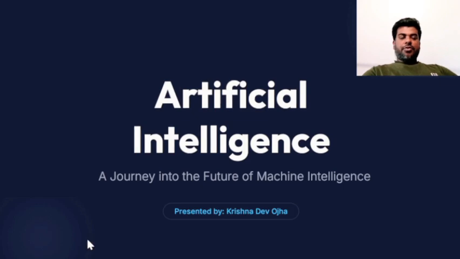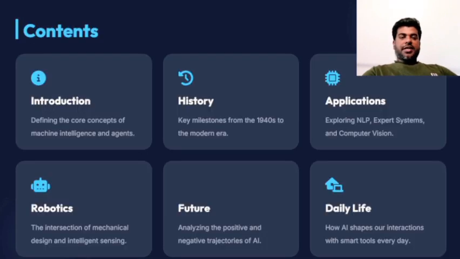Now we will go to slide 2, which is the content part. The visuals you can see are 6 tiles covering introduction, history, applications, robotics, future, and daily life. So to give you an overview of today's session, we will start with the formal definition of AI. Then we will take a trip through its fascinating history from the 1940s to the present. We'll also dive into specific applications like expert systems and natural language processing, discuss the role of robotics, and finally, look at the ethical and practical implications of AI in our daily lives.